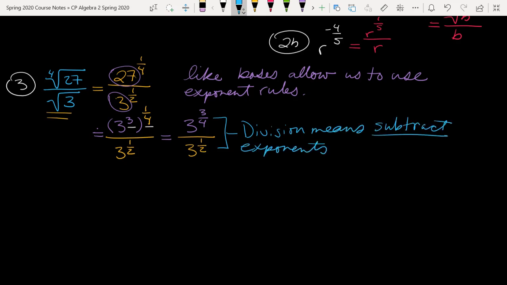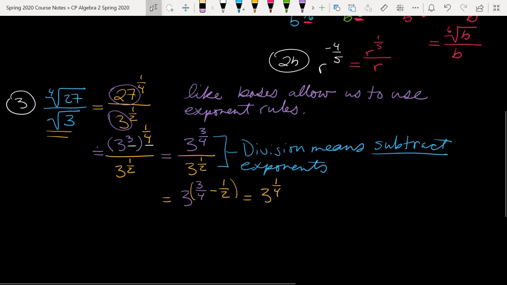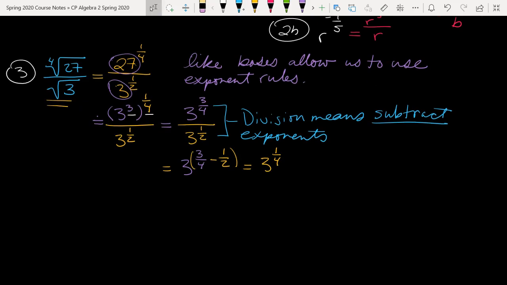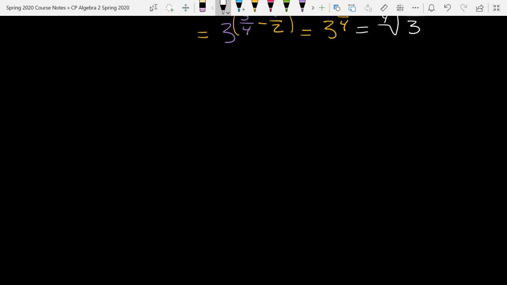And now that we have a common base, division just means subtract the exponents. So we can rewrite this entire thing as 3 to the 3/4 minus 1/2, all in an exponent. Let's do that subtraction. Well, let's see, that's 3/4 minus 2/4. And our final answer here is just 3 to the 1/4 power. If we happen to want to see that in root form, that's just the 4th root of 3. All right, let's take a look at another example here.